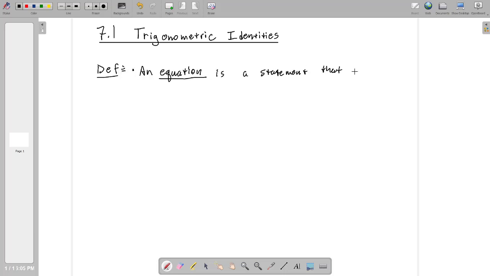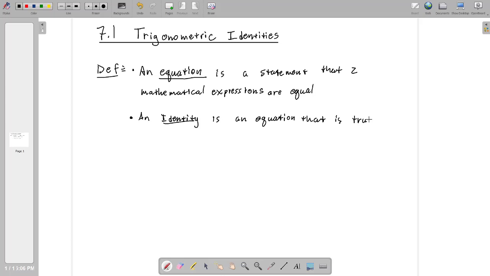An equation is a statement that two mathematical expressions are equal. Basically, it's just a statement with an equal sign, and you have expressions on each side of the equal sign. An identity is an equation that is true for all values of each variable.